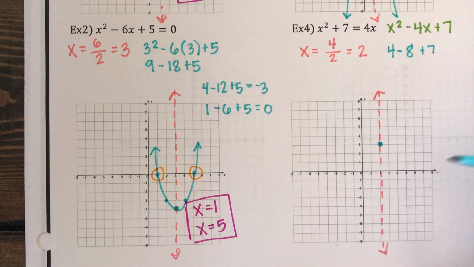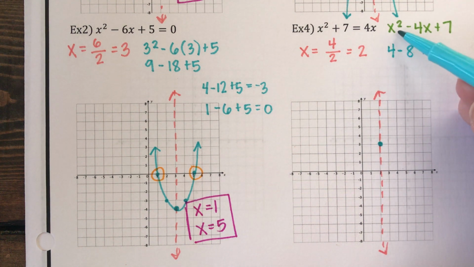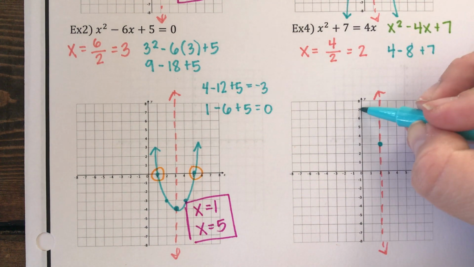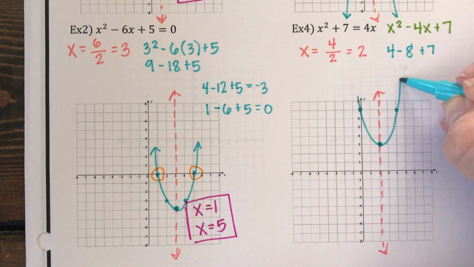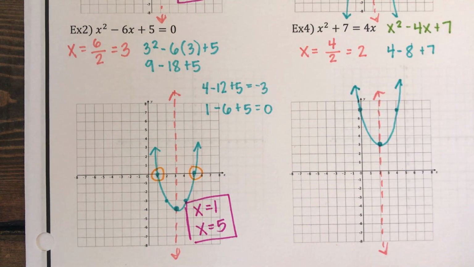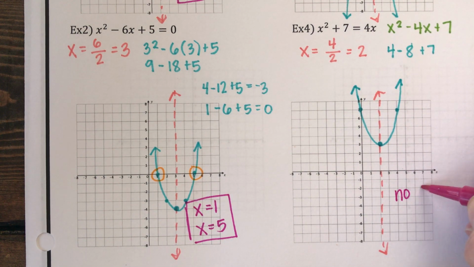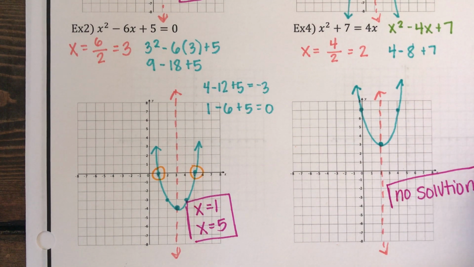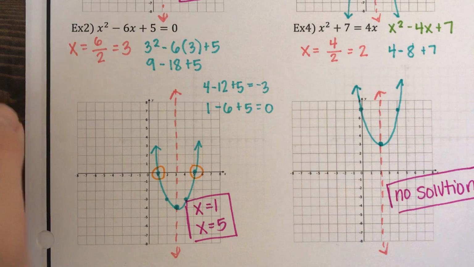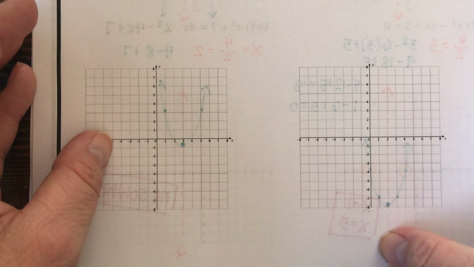Is it ever going to cross the x-axis? It's not. For example, if I put in a 0, 0 minus 0 plus 7 is 7. So this parabola is going like this. It is never going to cross the x-axis, and so my answer is going to be no solution. It is never going to cross. Okay, let's turn our paper over and practice a few more.